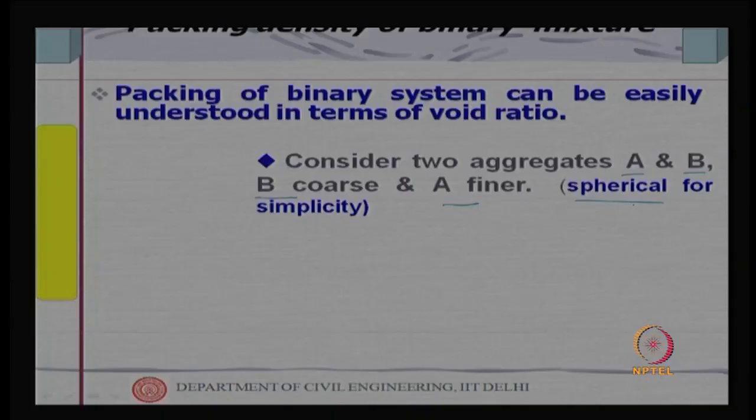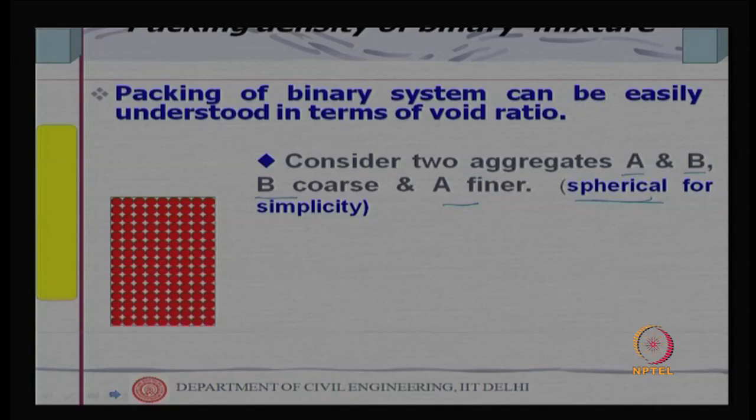First we looked into shape and we said that rounded shape packs better. The void ratio increases going from rounded to angular shape. So, therefore, spherical one packs better, and we are just now considering the effect of different sizes and their proportions on the packing density. So, we are considering spherical particle again, not changing the shape. So, it will be something like this.